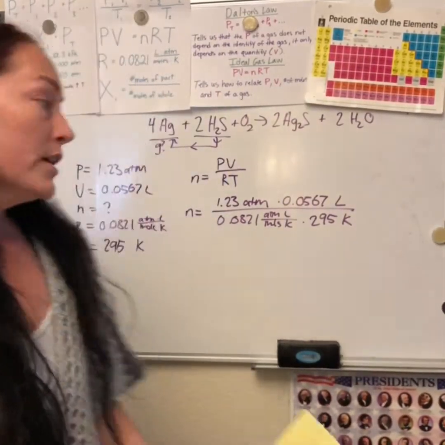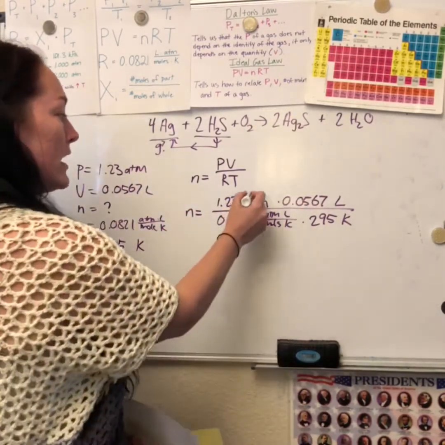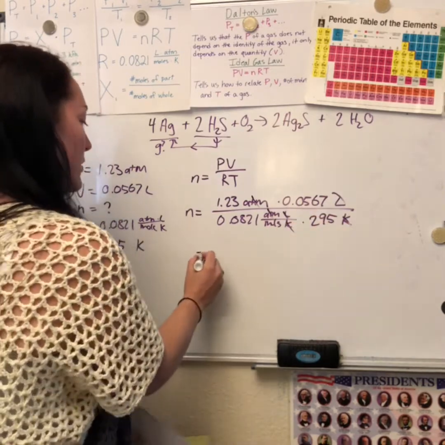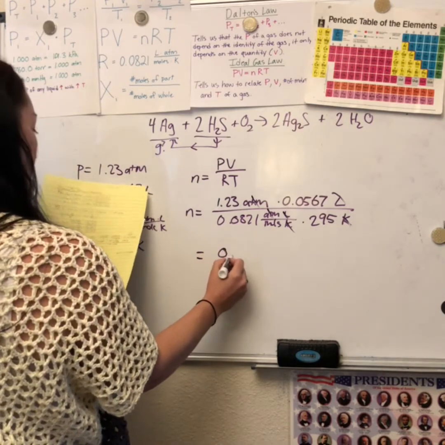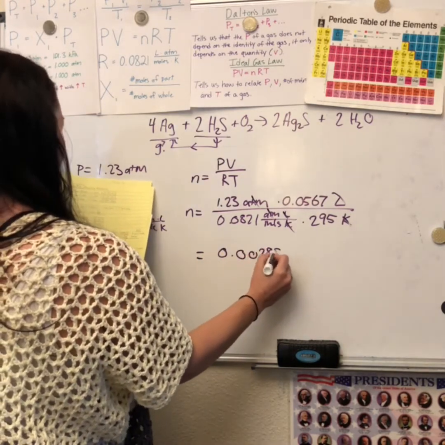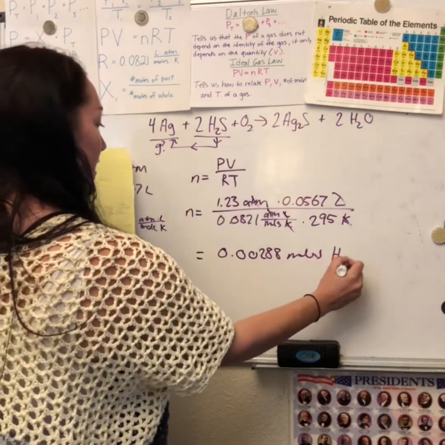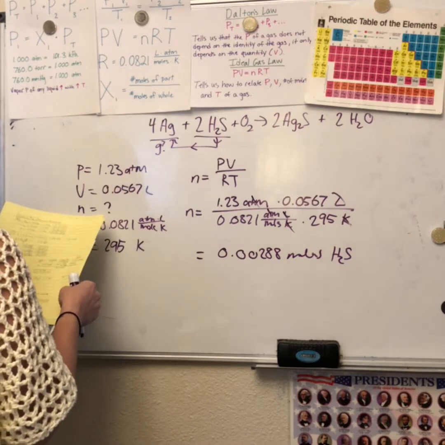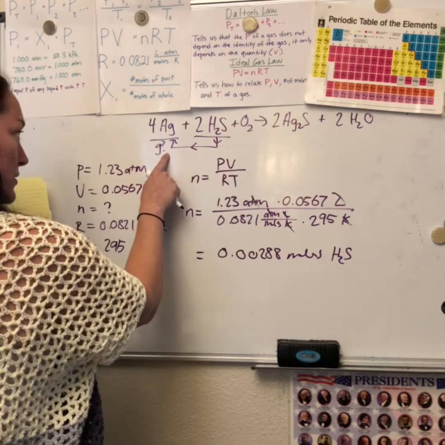All right, so I go ahead and plug everything into my equation right here. I'm going to cancel my units, which is going to leave me with moles, which is what I'm looking for right here. So I get 0.00288 moles, and this is of H2S. Okay, now that I've got moles of this, I can go moles to this, grams.